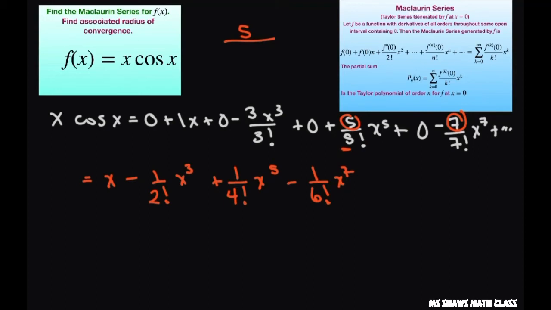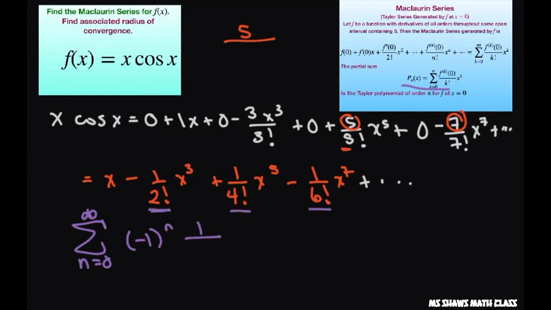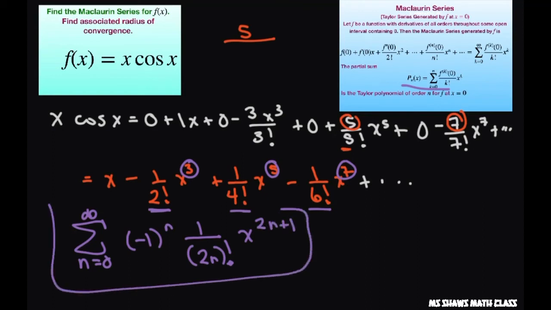If you want to delete that 5. All right. Now plus dot dot dot. So putting this in this form here, we're going to have the sum n equals 0 to infinity. We have alternating signs, and then it's going to be 1 divided by, and this is going by even numbers, so that's 2n factorial, and then for our power here, we're going by odd numbers. So that's going to be to the power of 2n plus 1. So this is your answer here.